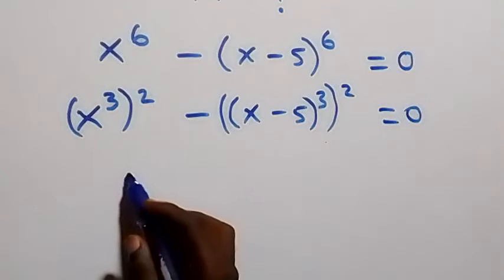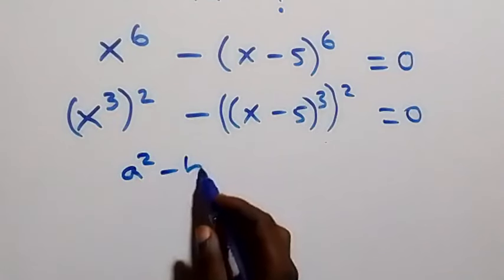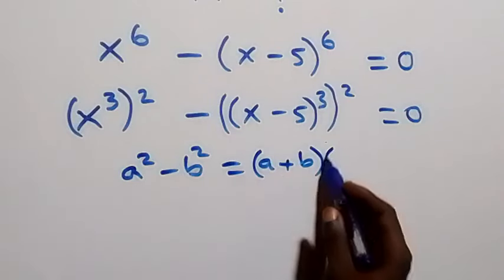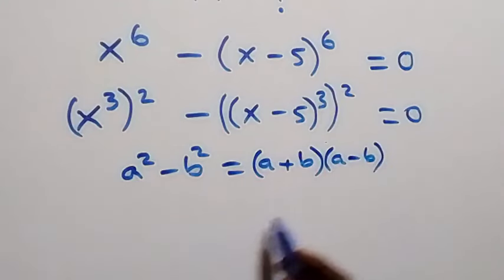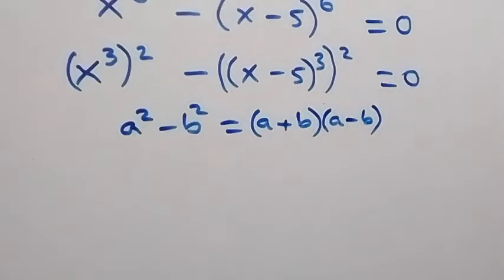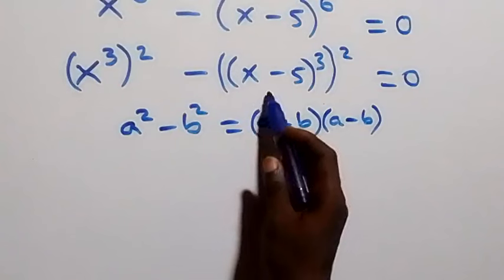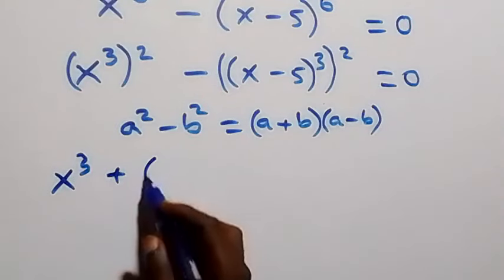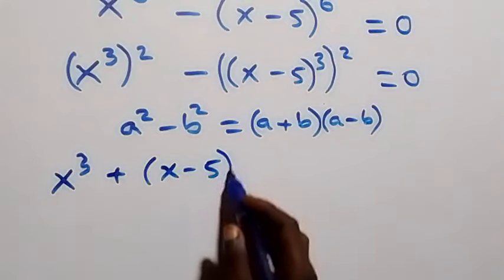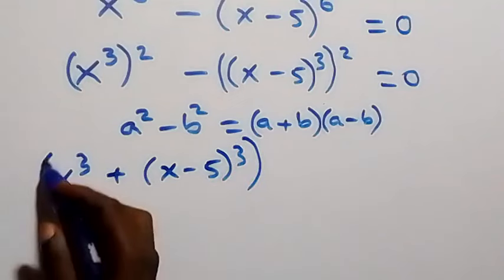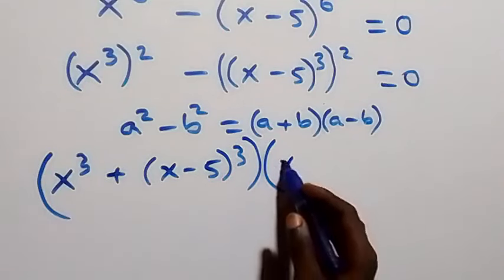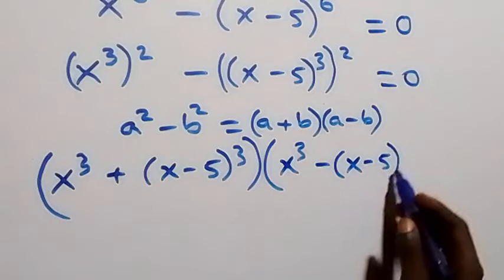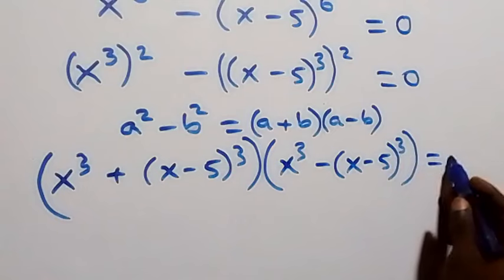And we can apply the difference of two squares here, that is a squared minus b squared, same thing as a plus b multiplied by a minus b. Here a is the same thing as x cubed and b is the same thing as (x minus 5) cubed, and we have (x cubed plus (x minus 5) cubed) multiplied by (x cubed minus (x minus 5) cubed) equals 0.